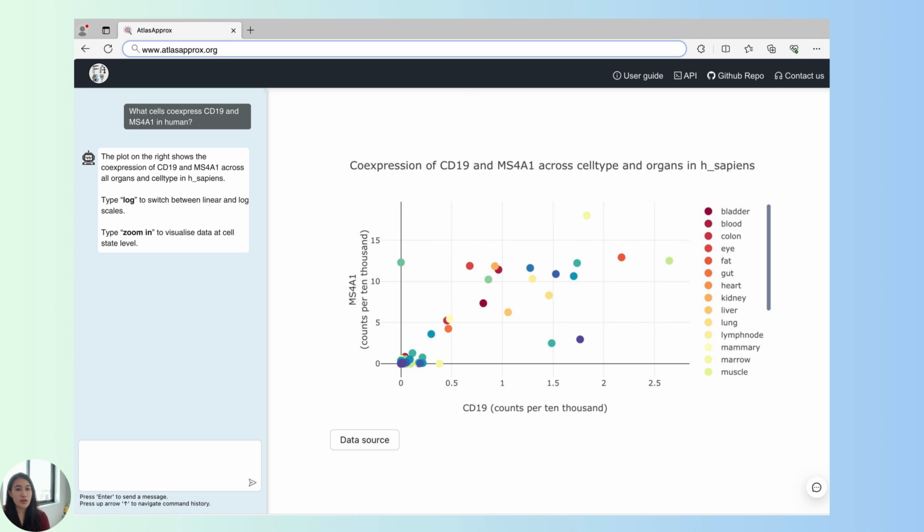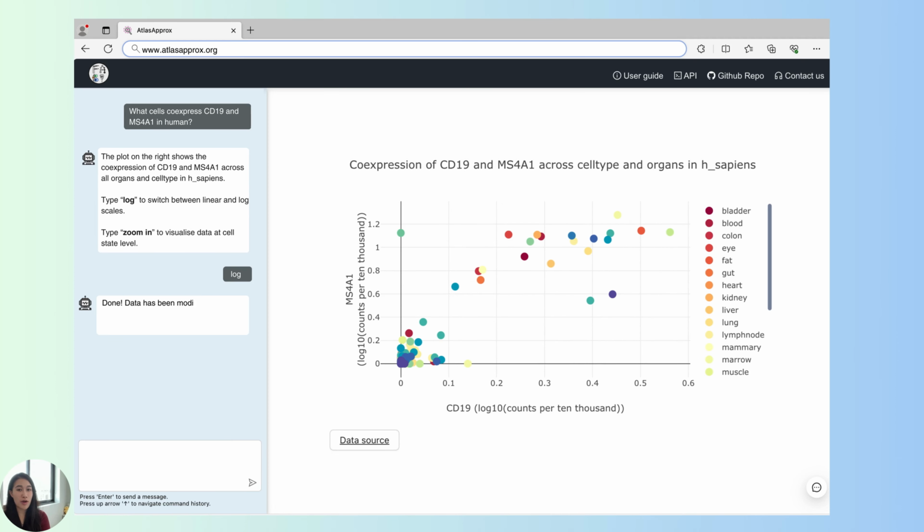To better visualize the distribution, especially at lower expression levels, we can type log in the chart to switch the plot to a logarithmic scale. This helps distinguish between very low and moderately low expressions.